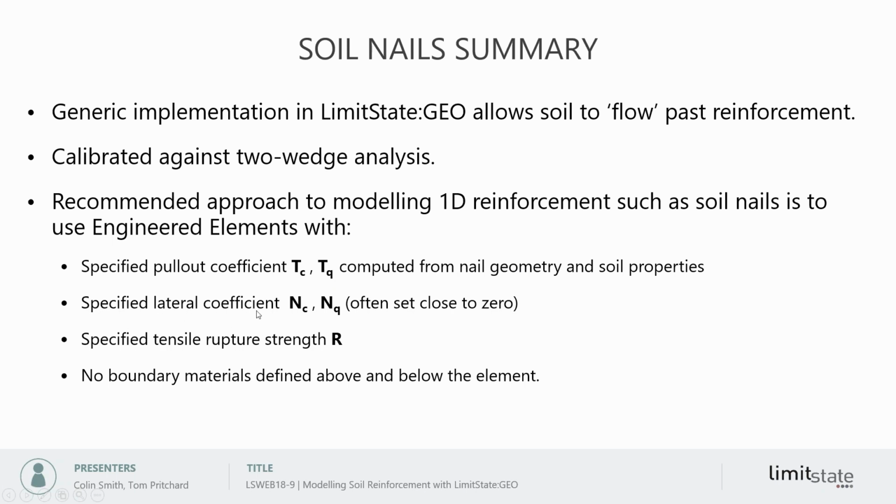You need to put in these lateral coefficients that we have, but typically we're going to set those close to 0. And you need to put a tensile rupture strength for the 1D element. And leave it at that. There is an option to put boundary materials above and below the element. That's required for two-dimensional reinforcement, but in one-dimensional reinforcement, we don't put that in.